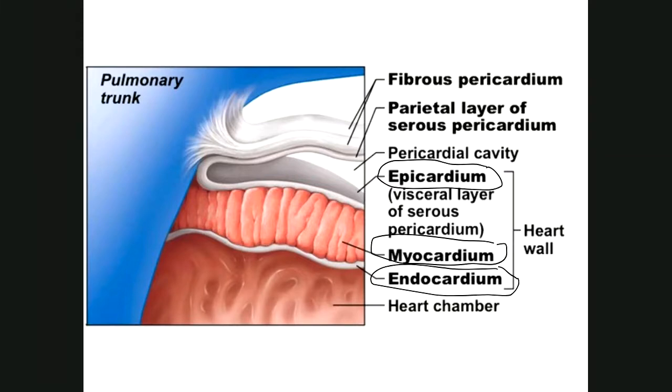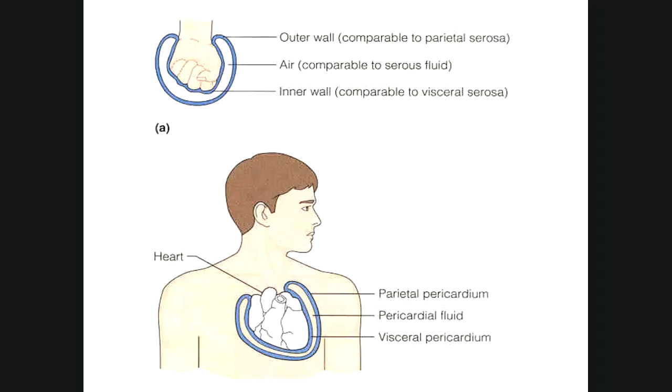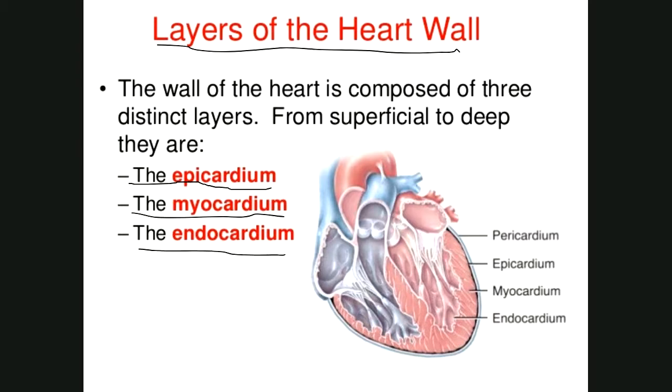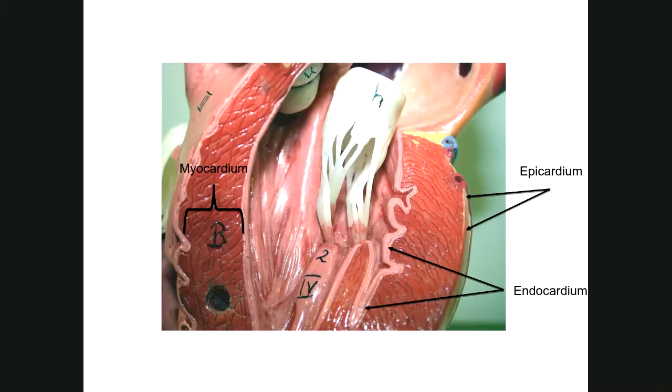So again, it looks sort of like this. So there's our serous pericardium. Now that becomes this outer layer of the heart. And here are again those three layers of the heart wall: the epicardium, the myocardium, and the endocardium. Well, if we look on one of the models, if we open it up, we should be able to see that. And you can, look.